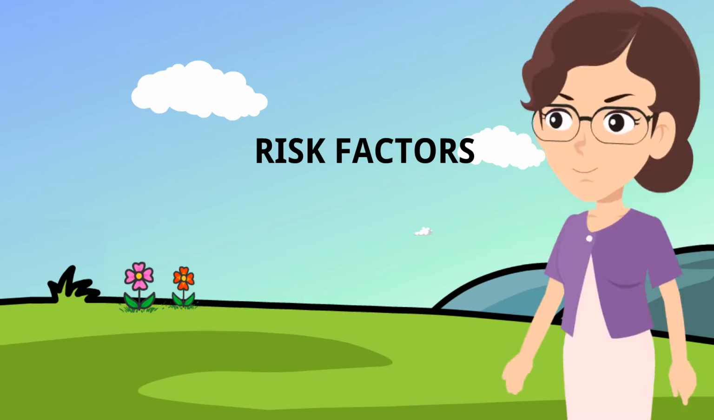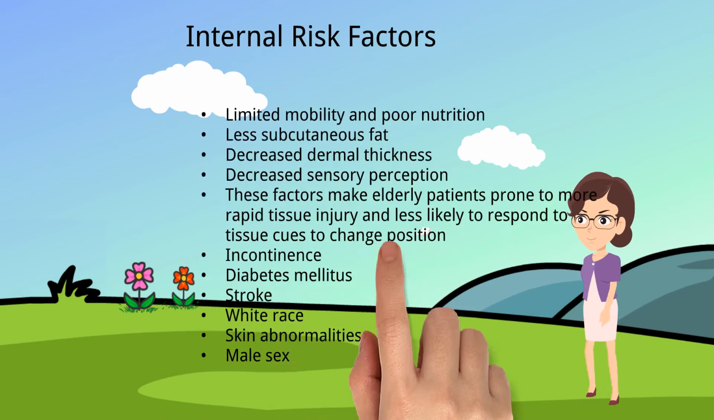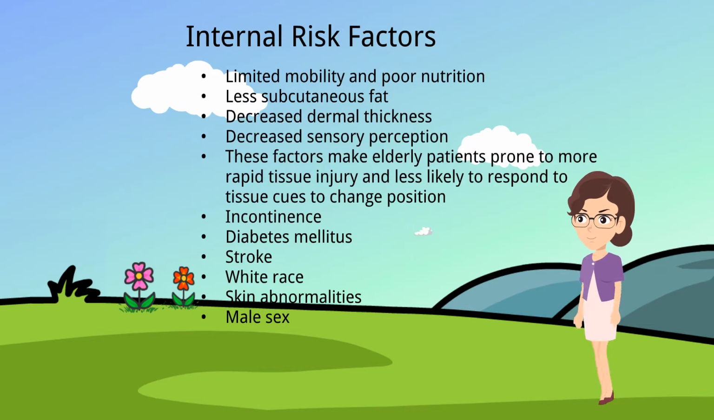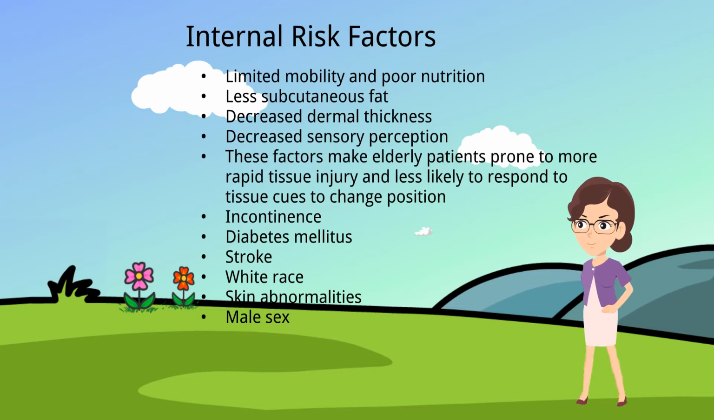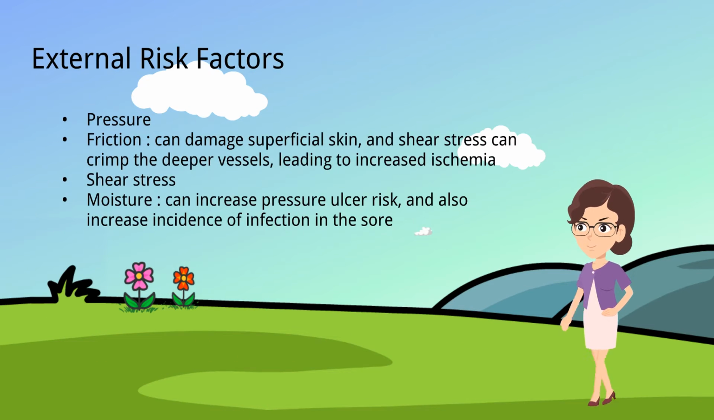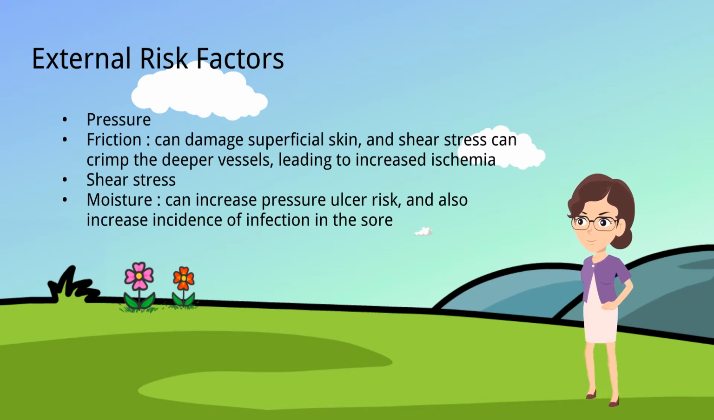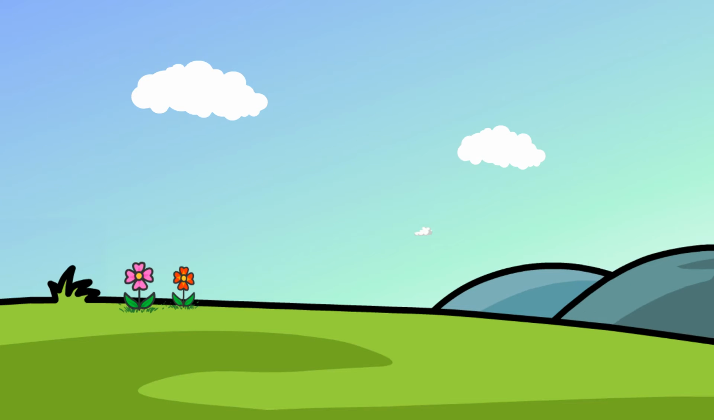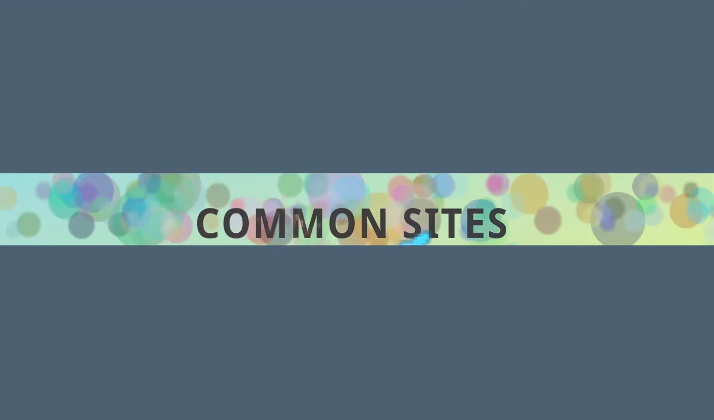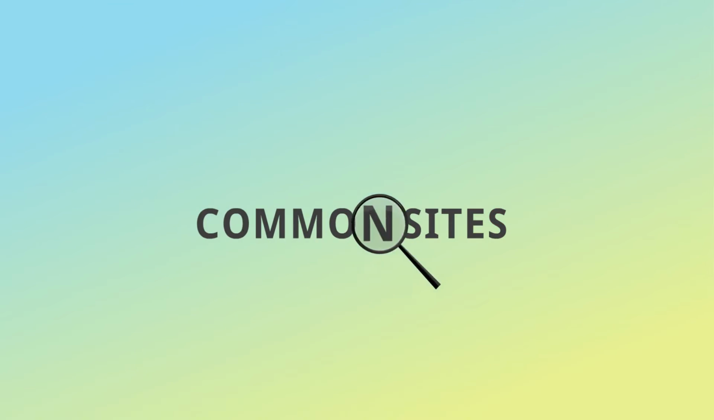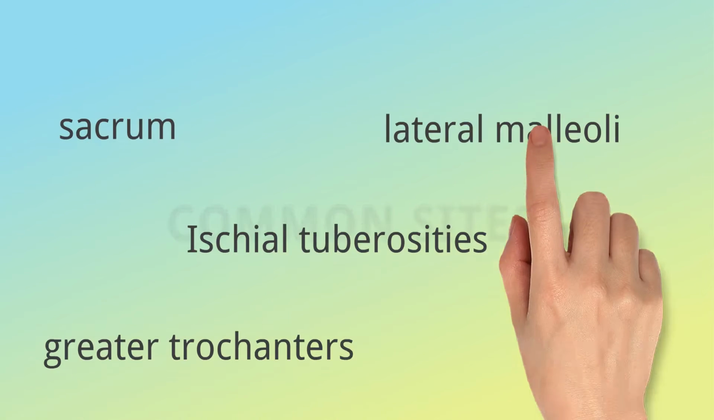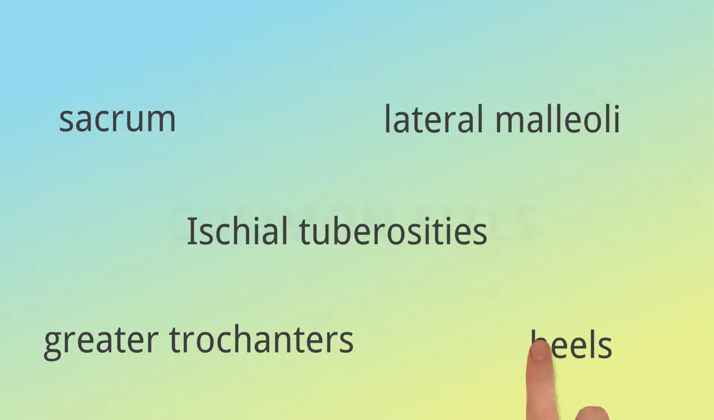Next, we go to the risk factors. There are internal risk factors that include all in the list, and also the external risk factors, as you can see here. Next, we go to the common sites of pressure ulcer. They include the sacrum, lateral malleoli, ischial tuberosity, greater trochanter, and heels.